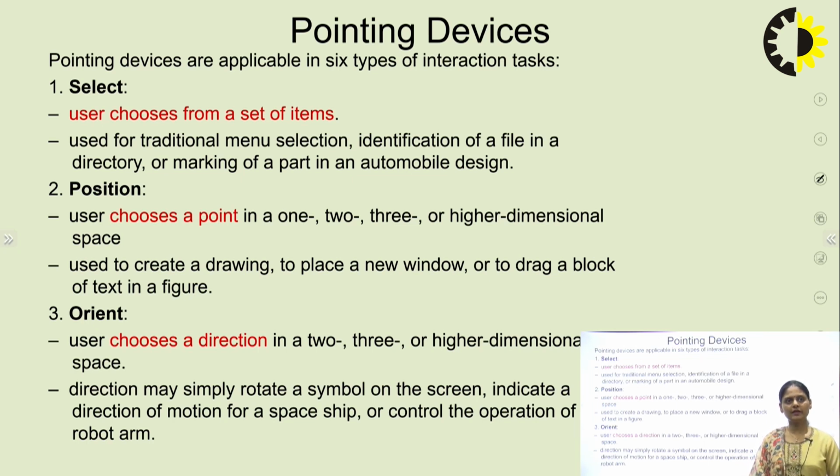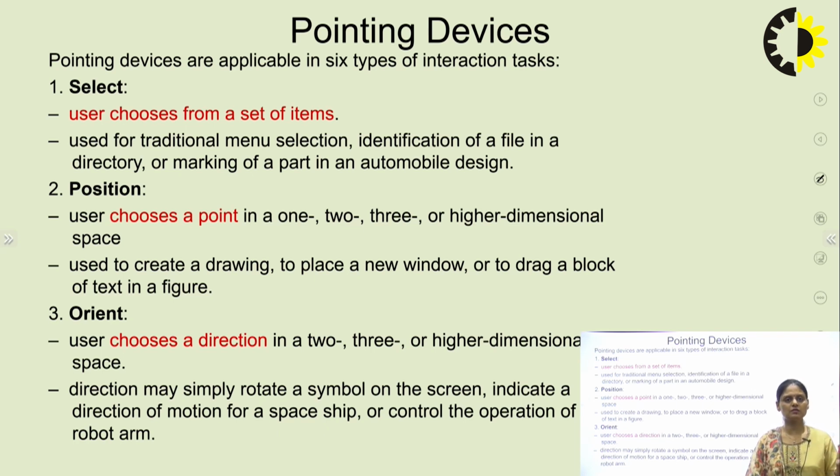So the pointing device is able to select. There are 6 main functions, the interaction tasks provided by the pointing device, which we have discussed. Select: the user chooses from a certain set of items. Position: the user chooses a point on the entire screen, in 1-dimensional, 2-dimensional, or 3-dimensional space.